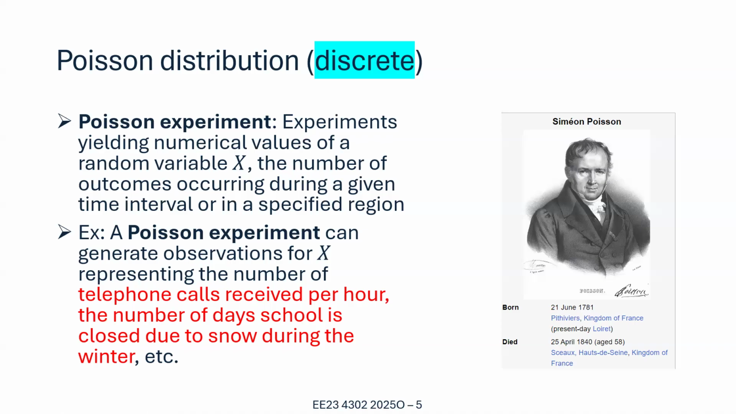The main point here is that this is the number of outcomes that happened during a specific time interval. So this is the main idea of this.